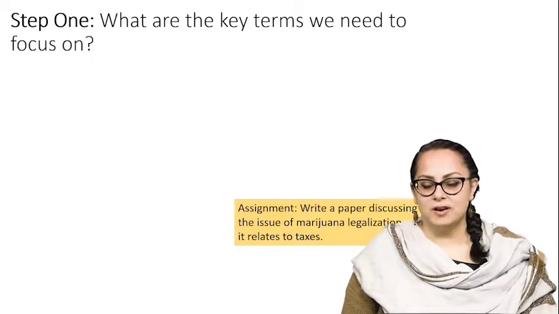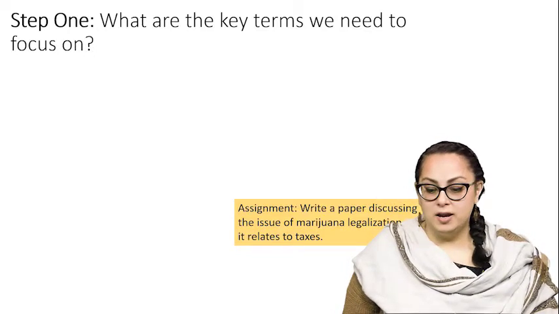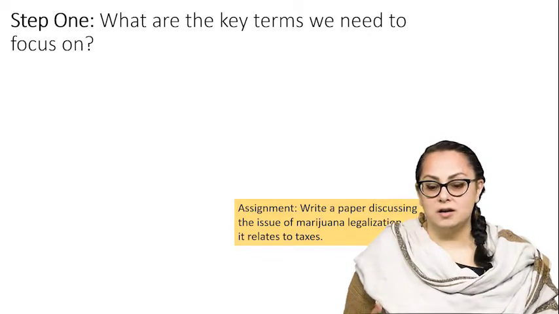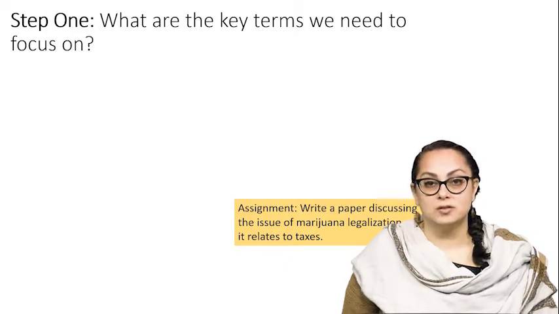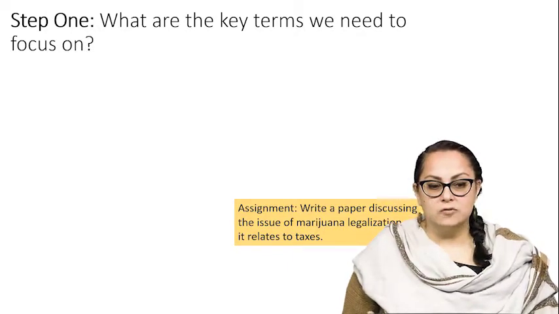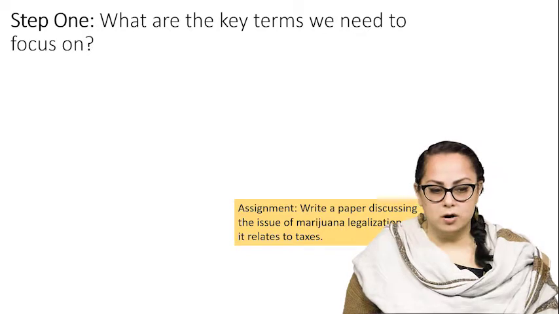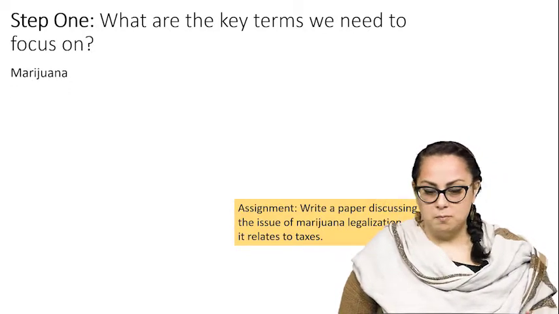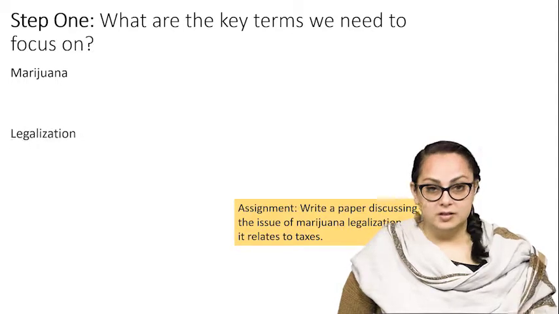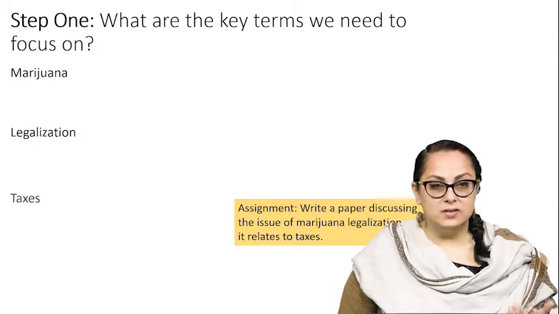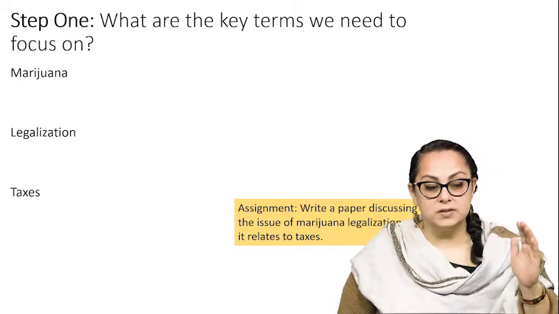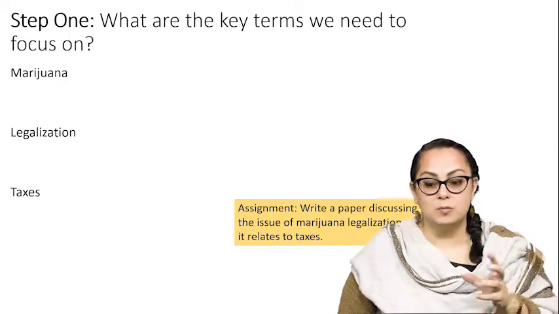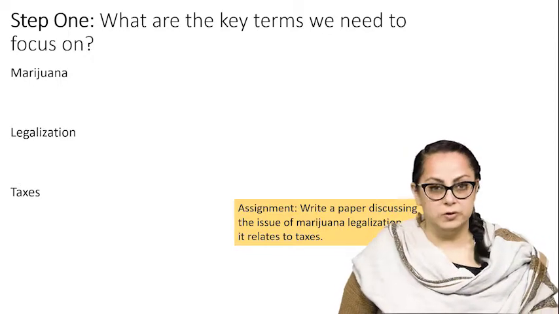Let's do an example together. Our assignment is that we're writing a paper discussing the issue of marijuana legalization as it relates to taxes. So the first thing we want to do is call out what our key terms are. In this case, we know that marijuana is one, legalization is another, and then taxes is another term. These are all separate concepts, but they are related by this idea that we're trying to research.